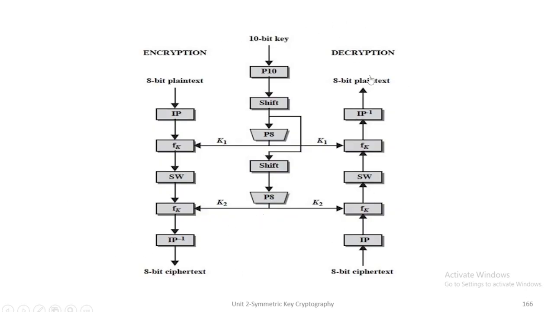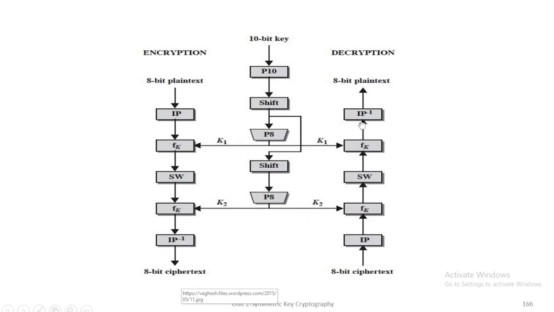So this is an overview of both the conversion of plain text and subkey generation. On the left side, for encryption, the 8-bit plain text is given to the initial permutation as the first step, then round function 1, shifting, round function 2, final permutation, and the 8-bit ciphertext. And the 10-bit key is converted by shifting. From the shifting, 8 bits are obtained, and from the 8 bits we get the K1 and K2 values.